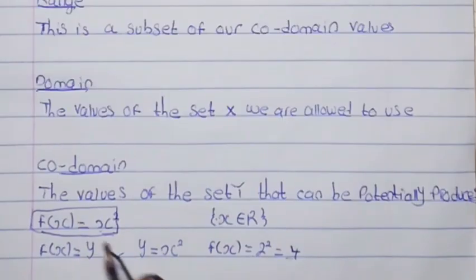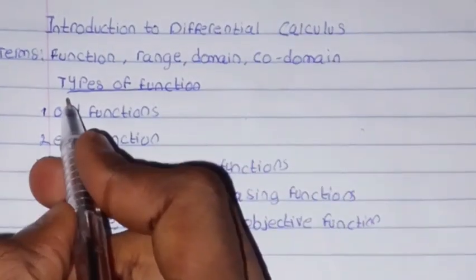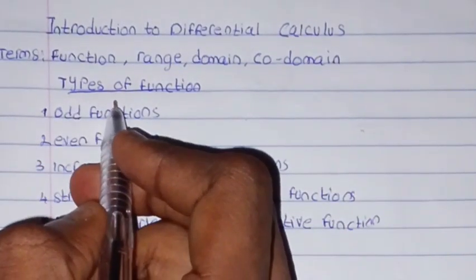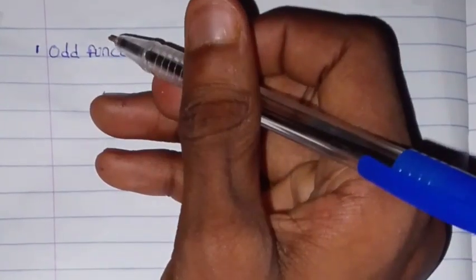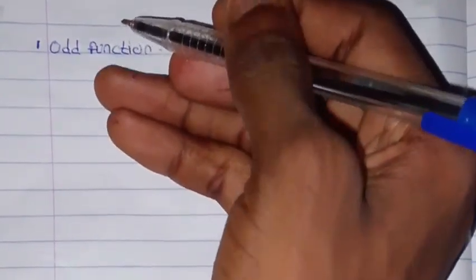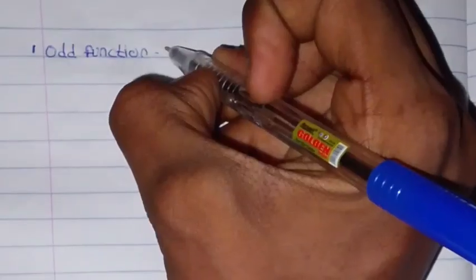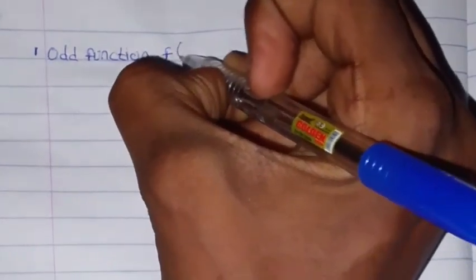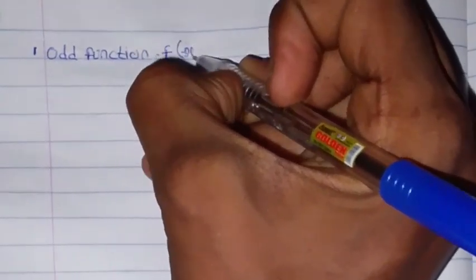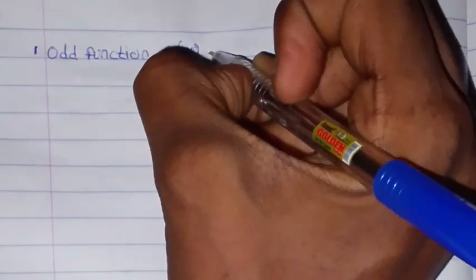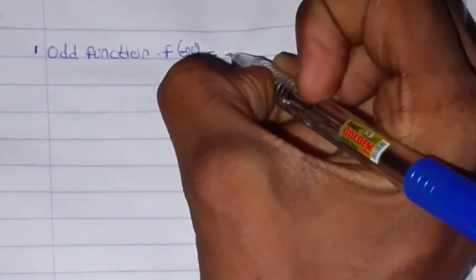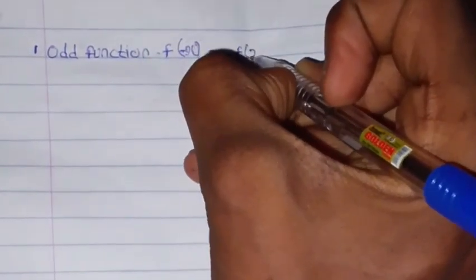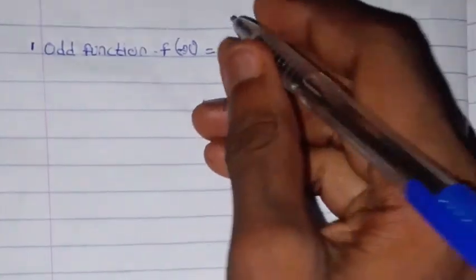Okay, alright. So having defined these terms, let's now take some types of functions. So an odd function, we do not need a definition, but an odd function is represented mathematically as follows: whenever you have a function f of minus x, and that is equivalent to minus f of x, we refer to this as an odd function.